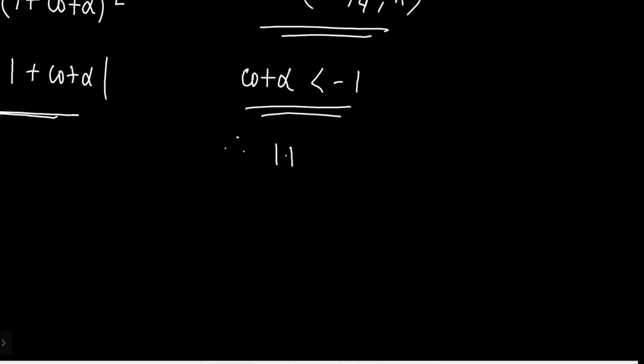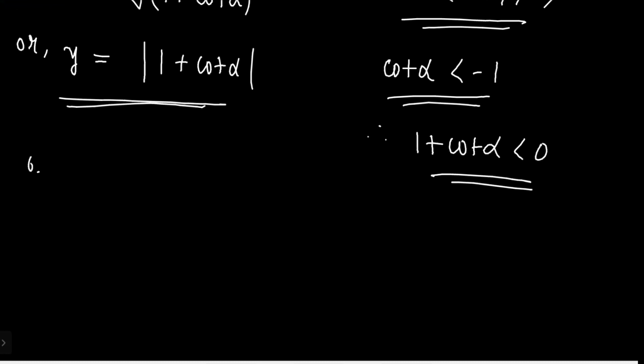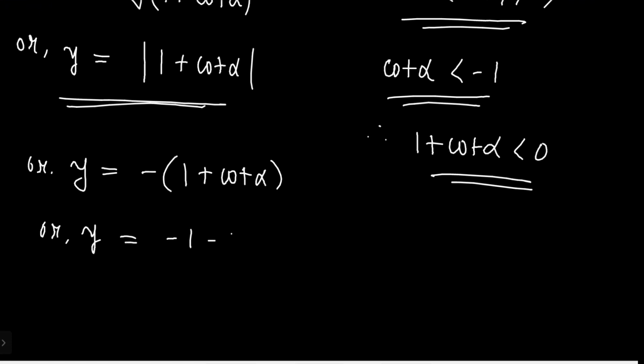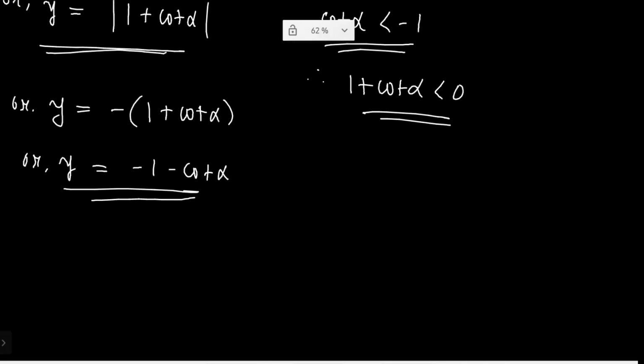Therefore we can write 1 plus cot alpha is what? Less than 0. Now if within the mod something is negative, then what will we do? We put a minus in front to make it positive. So here we will write minus of 1 plus cot alpha. Okay. So y equals -1 minus cot alpha. Now see, we have simplified the given expression to a good extent as -1 minus cot alpha.